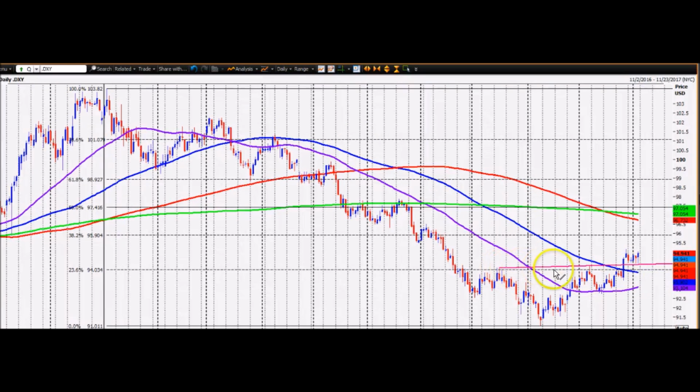Indeed, the neckline is nice and straight here, nice and horizontal. That doesn't even have to be the case in a head and shoulders pattern. I've seen many successful head and shoulders or inverse head and shoulders patterns with sloping necklines. So it's just something you're going to have to get used to. It does take practice and experience to get used to spotting this pattern, but it is worth the effort.